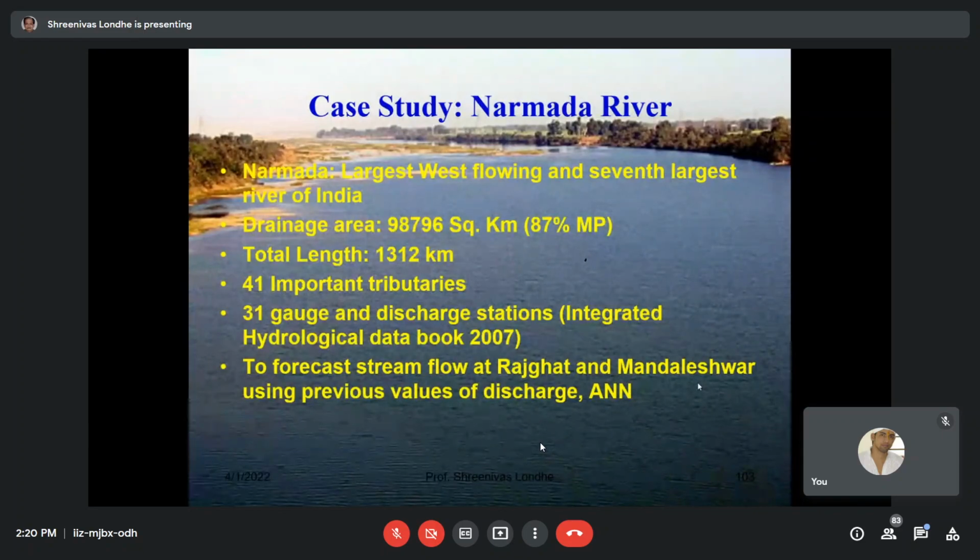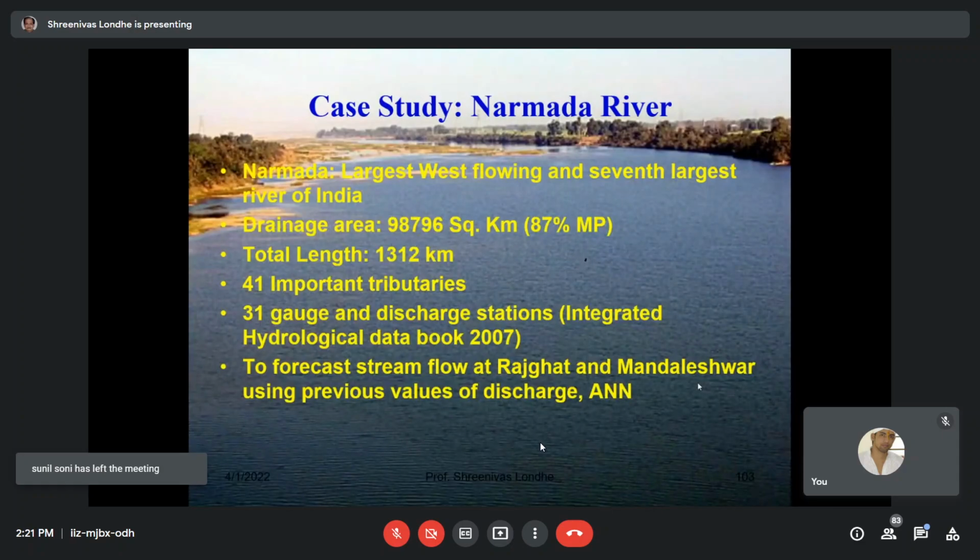So the purpose was to forecast stream flow in Narmada at two different locations. What are these two locations? I will just show you. Narmada is the largest west flowing and seventh largest river of India. About 87% of its drainage area is in MP, and so once again, I have chosen this topic for you. Total length is given. It has many important tributaries and many gauging stations.